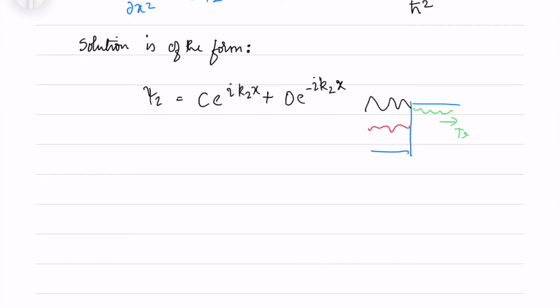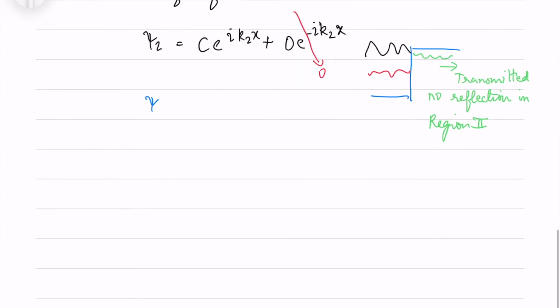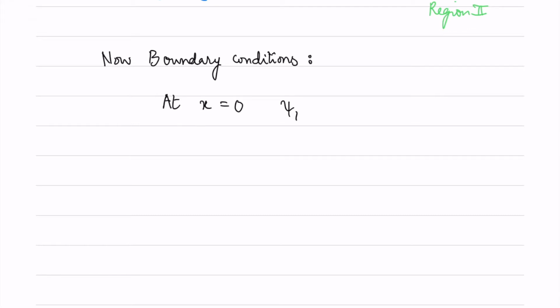So we have the incident and reflected waves. There is no reflection in region 2, so the minus e power k2 term goes to 0, and now we use the boundary conditions. First we need psi 1 and psi 2 to be the same at x equals 0 for continuity.